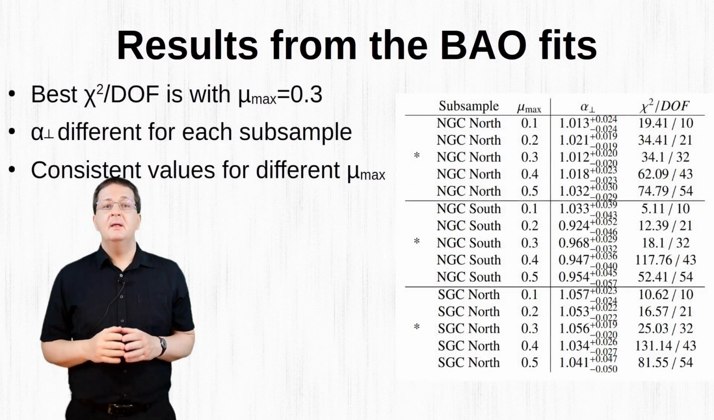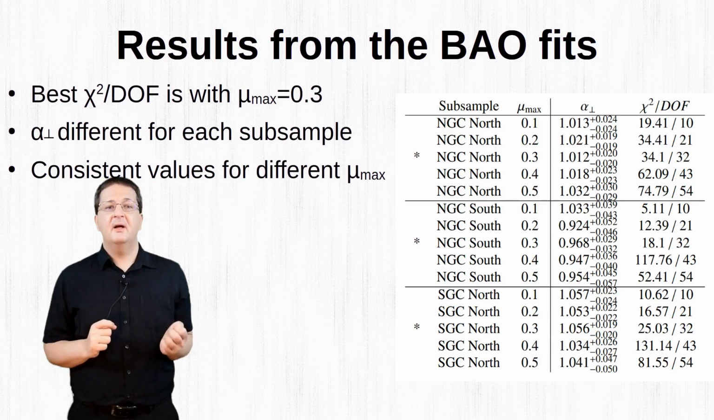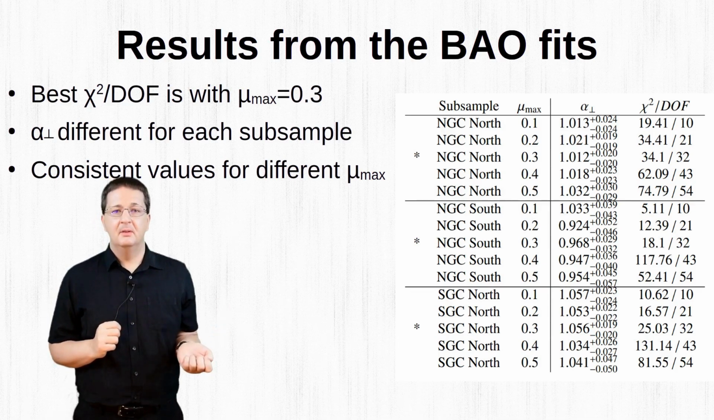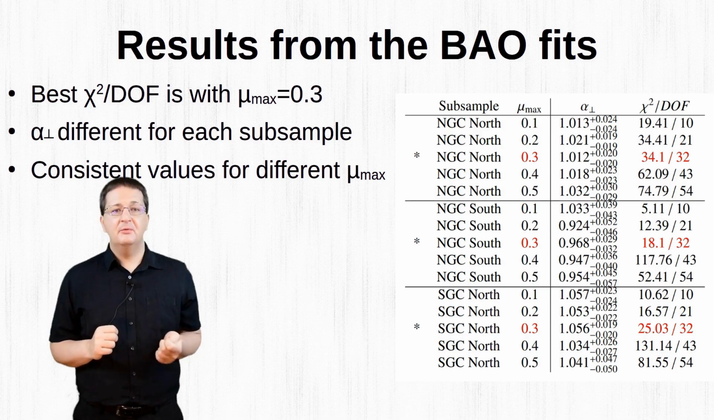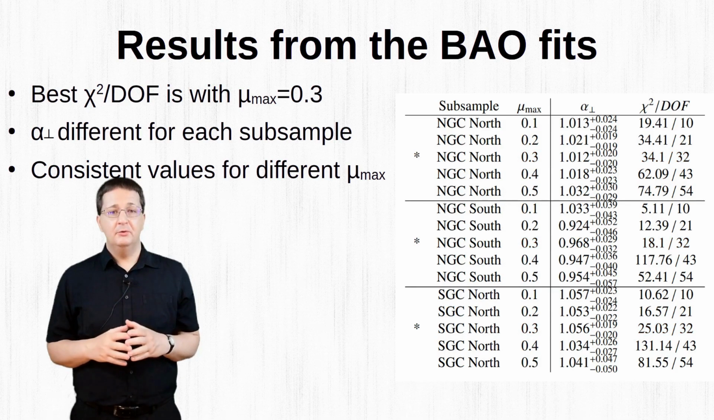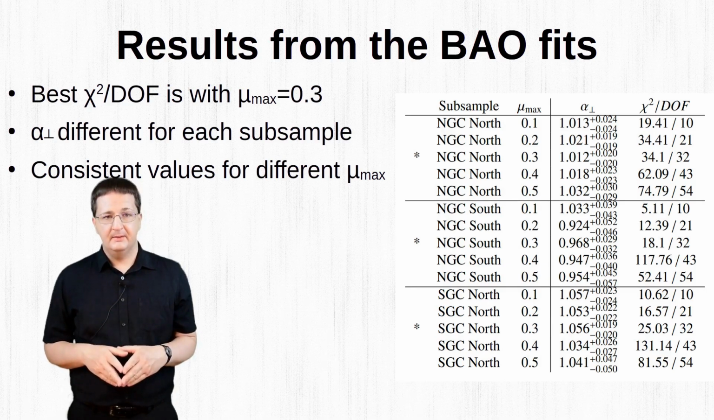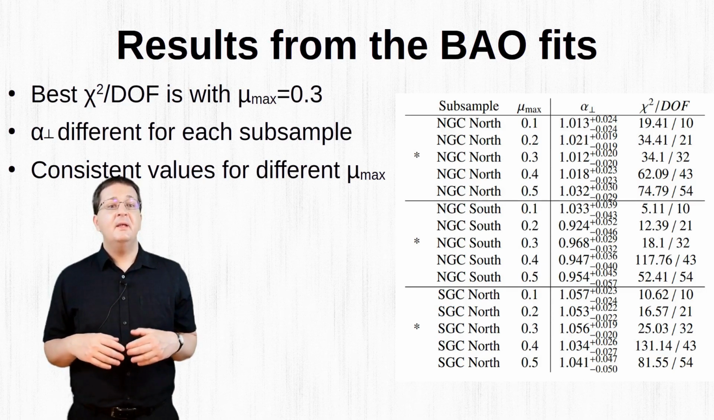This method allows us to find the optimal mu range by looking for the lowest chi-square over degrees of freedom. We find the strongest results for a mu max of 0.3. We also notice that the BAO scale alpha perpendicular is different in each of the areas.